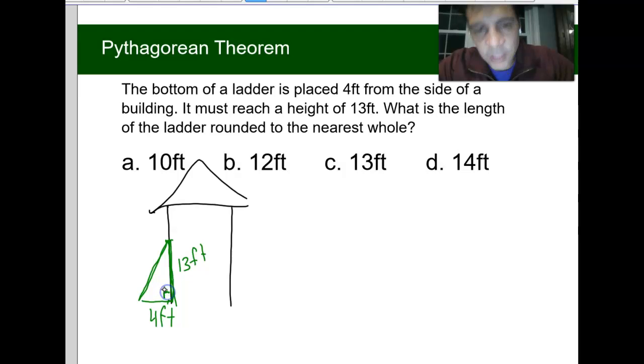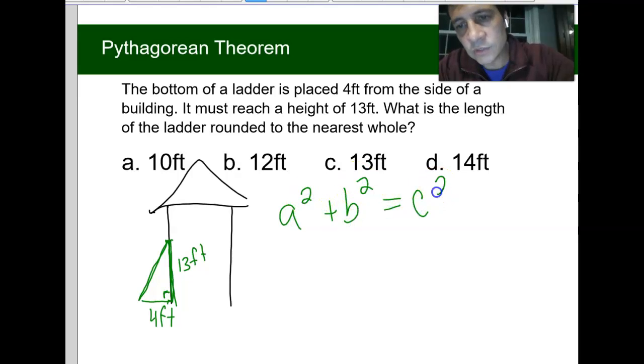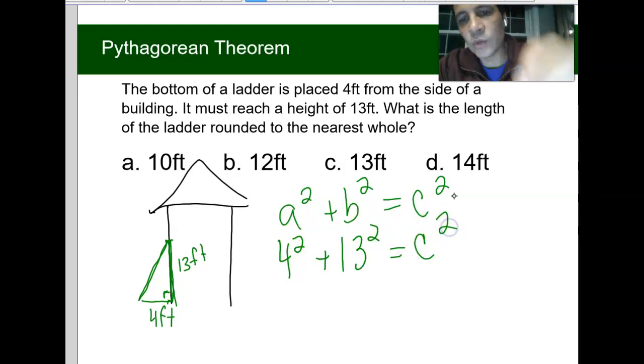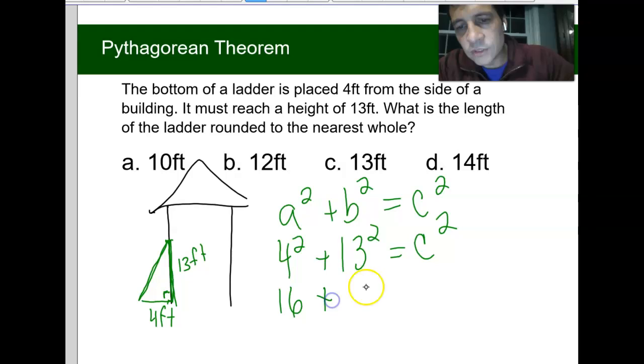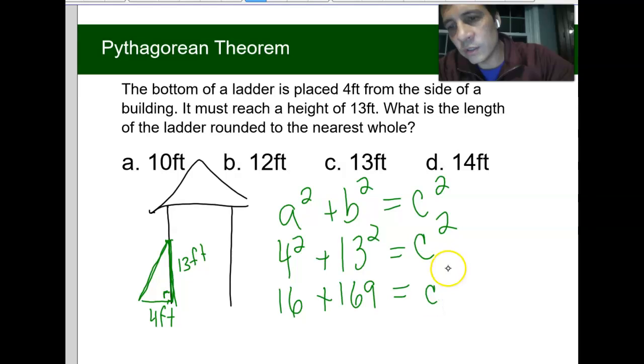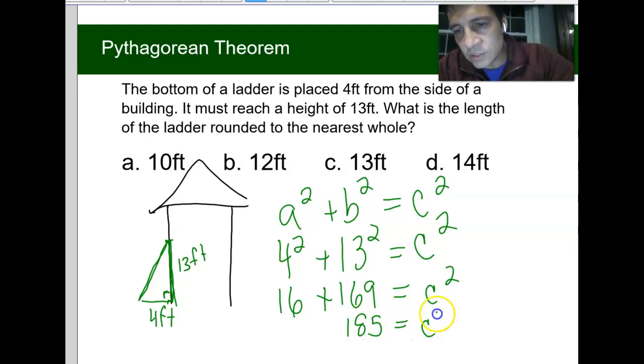Well, I see here I've got a right triangle. I'm missing one of the side lengths, so I think about the Pythagorean Theorem. A squared plus B squared equals C squared. A and B are my legs, that 4 feet and that 13 feet. So 4 squared plus 13 squared equals C squared. 4 squared is 16. 13 squared is 169. And that is equal to C squared. 16 plus 169, that is 185, is equal to C squared.